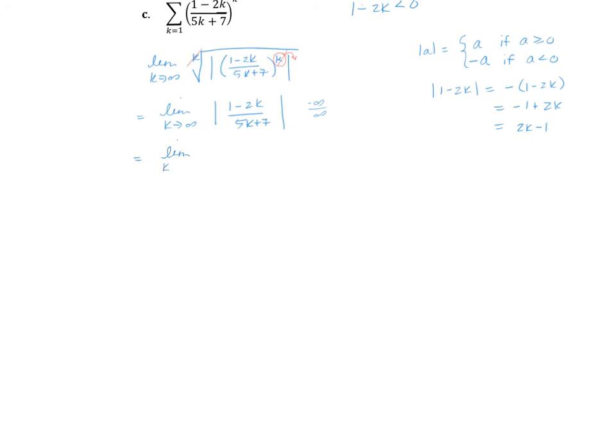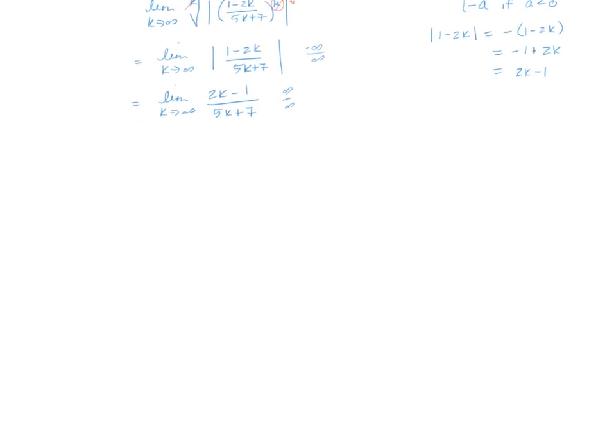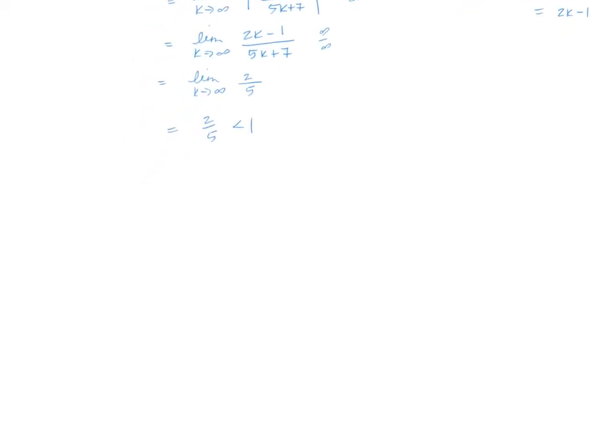This becomes the limit as k goes to infinity of 2k minus 1 over 5k plus 7. I had no issue with that. That's always positive, so I just dropped the absolute values. Now this is infinity over infinity. I could divide all the terms by k, or I could just use L'Hopital's, which is what I'm going to do. I'm going to take the derivative in the numerator, so that's just 2, and the denominator would be 5. So notice my limit here is 2/5, which is less than 1. So this converges by the root test.